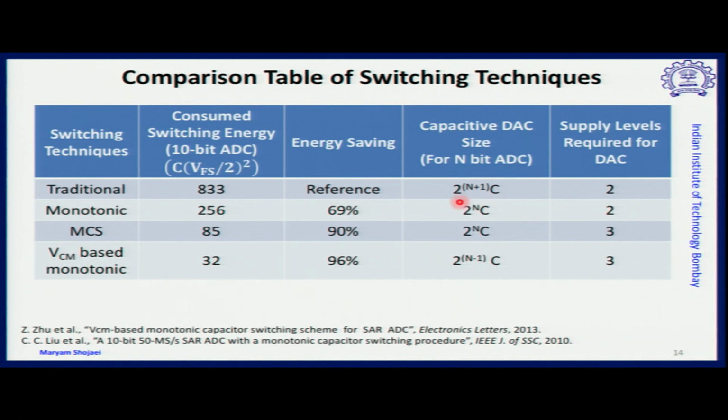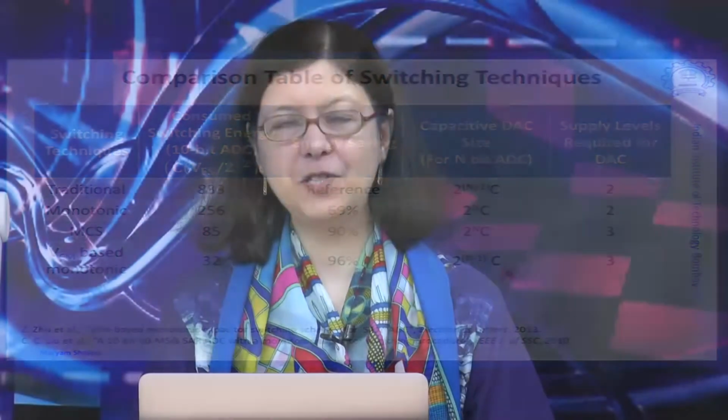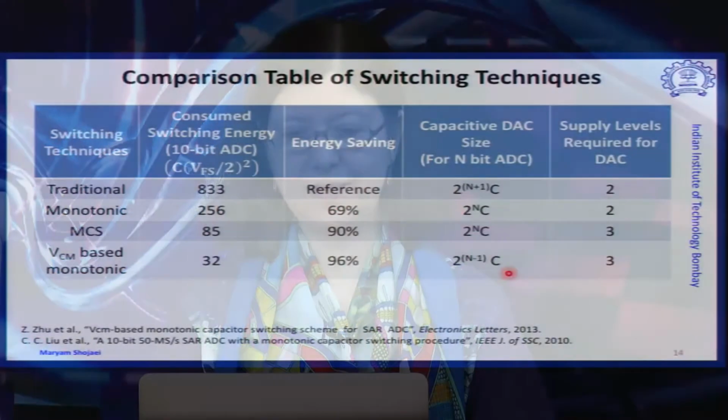What about the capacitive DAC? In a capacitive DAC, for an n-bit ADC, we need 2 to the power n plus 1 C. If we go with monotonic, the number of capacitors is reduced by a factor of 2. Merged capacitor switching is the same, 2 to the power n C. And then in VCM-based monotonic, because we don't have the MSB capacitor which is used in other switching techniques, the number of capacitors is reduced to 2 to the power n minus 1 C.